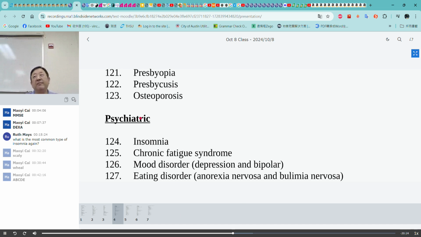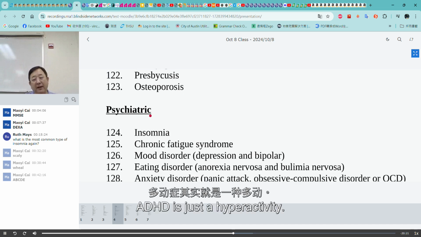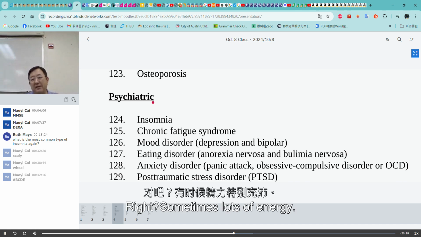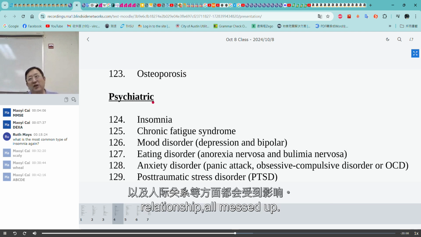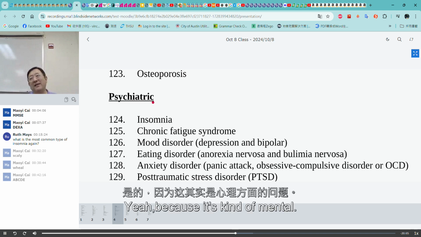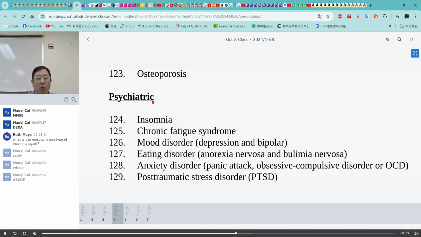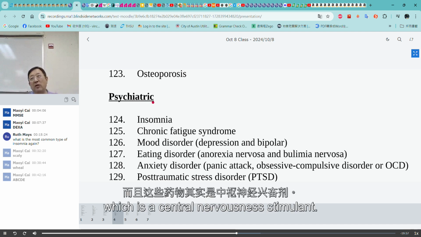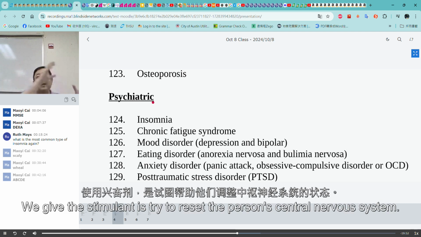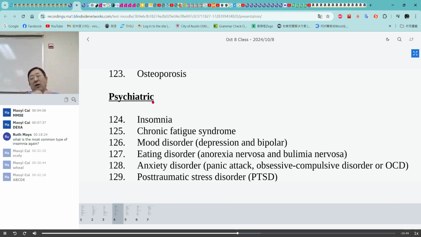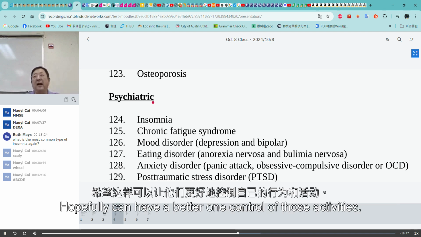Then ADHD. ADHD is just hyperactivity, right? Sometimes lots of energy. And then school performance, job performance, relationships, all messed up. Yeah, because it's kind of a mental condition. But then there's a question: why, for an ADHD patient, do we give them drugs which are central nervous system stimulants? They're already overactive. We give the stimulant to try to reset the person's central nervous system, hopefully to have better control of those activities.